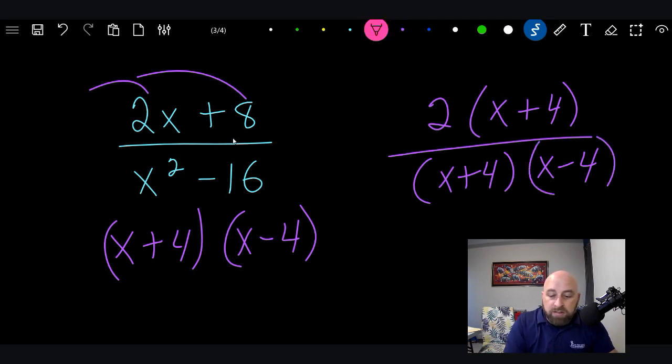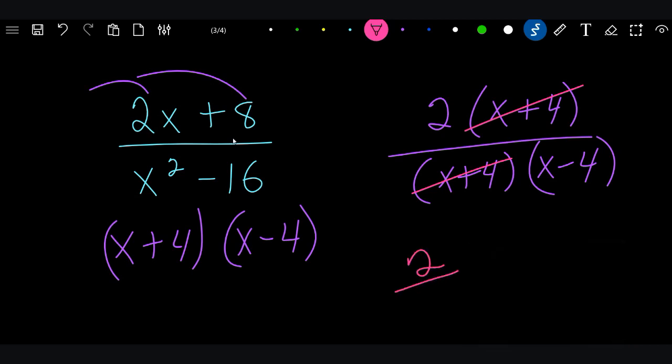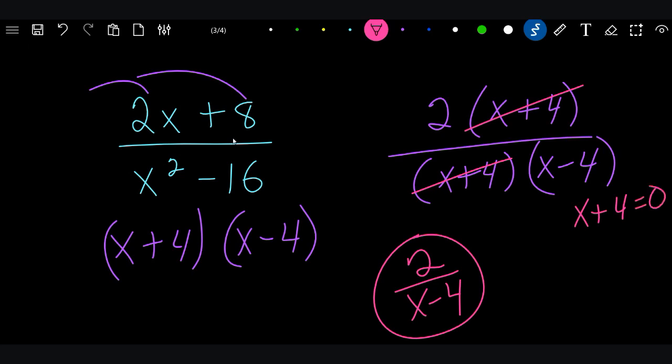So we're going to cancel the x plus 4, cancels out. And so our new answer is going to be 2/x minus 4. That would be part of it. And then we also had to set x plus 4 equal to 0. Move that over, -4, -4. And so we have x cannot equal -4. That would be the 2 answers to that one.